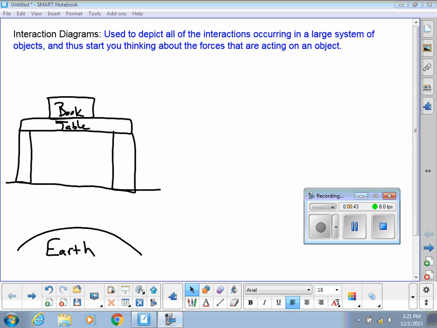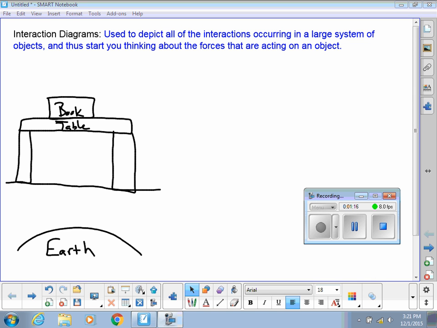So interaction diagrams, these are used to depict all of the interactions occurring in a large system of objects. So we've been talking about Newton's third law. Newton's third law of motion says that when any two objects interact, they exert forces that are equal in magnitude and opposite in direction on each other. Interaction diagrams are just used to show what things are in the system, what things are interacting. Okay. It's a very large system.